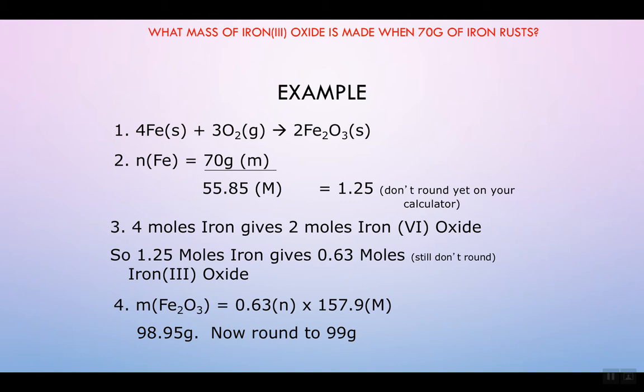And then finally, I'm going to rearrange, and I'm going to find from the moles of iron oxide, I'm going to find its mass. So I'm going to take that moles, I'm going to multiply it by the molar mass. So it's going to be 2 irons plus 3 oxygens, which gives me a molar mass of 157.9 grams per mole, which gives me an overall mass of 98.95 grams. And now finally, you're allowed to round it to 99 grams.